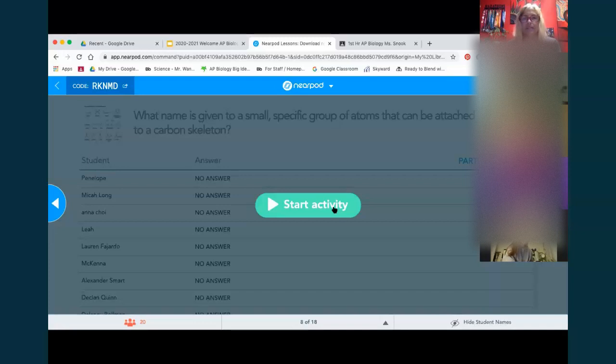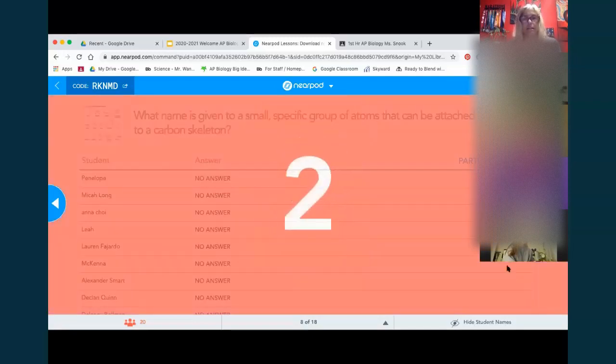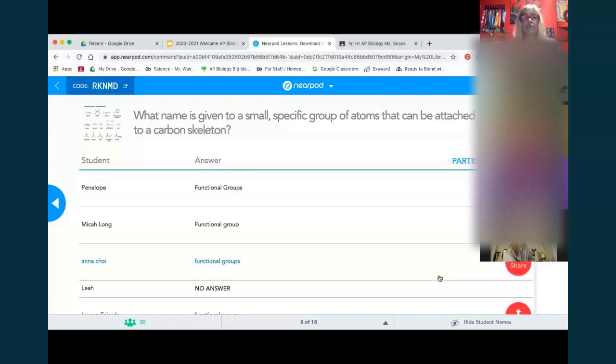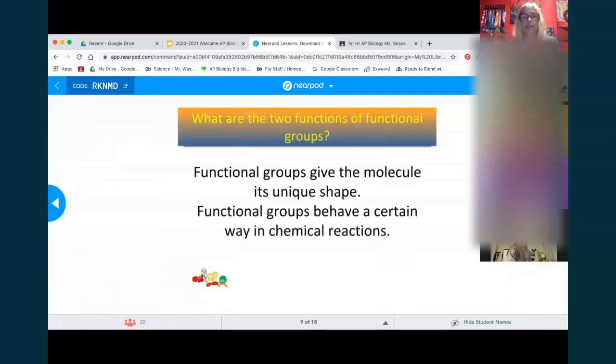What name is given to small specific groups of atoms that can be attached to that hydrocarbon chain, the carbon skeleton? Functional groups, which is the topic that we're talking about. We have our hydrocarbon chain, right? That is going to change its functionality once you put a functional group on it.